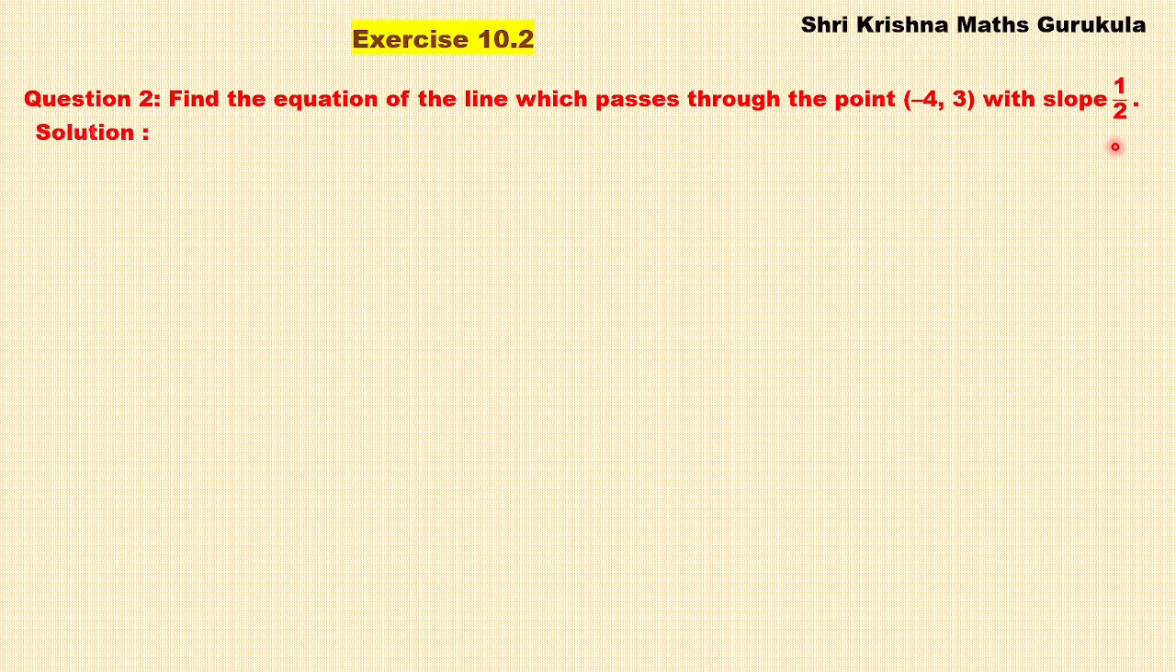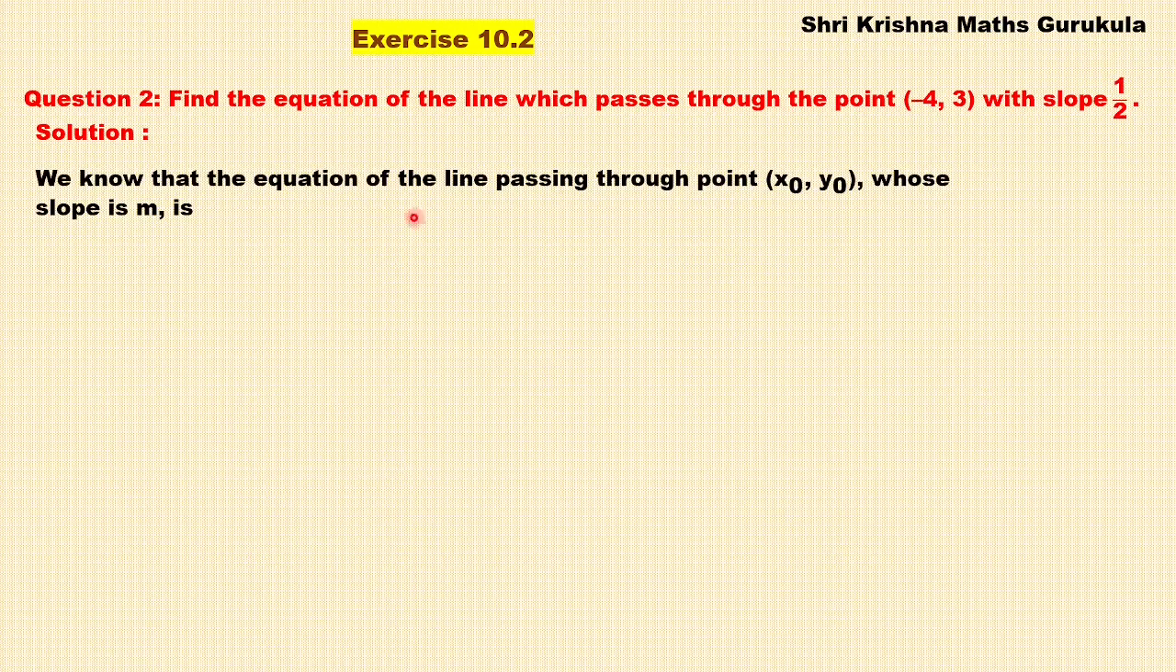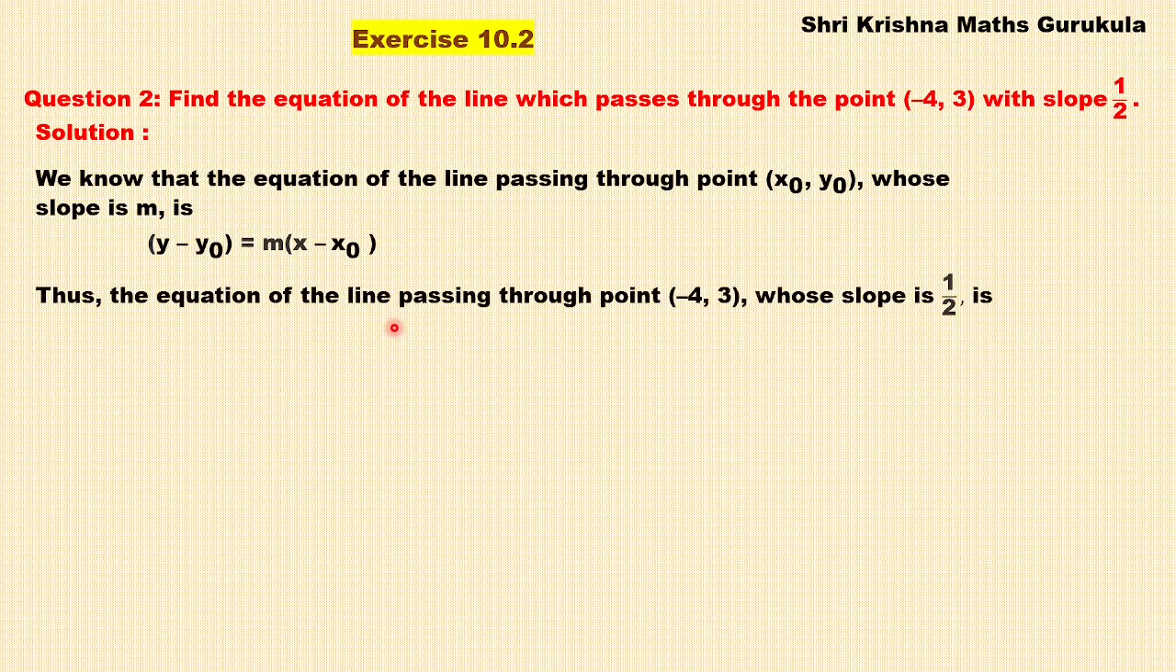We have already discussed that when a point on a line and its slope are known to us, then we can find the equation of the line using this formula, that is y minus y naught is equal to m into x minus x naught. Here m is the slope and x naught, y naught is the specific point on the line. This is a very important formula to find the equation of the line. You have to memorize this. So now we know a point which is (-4, 3) and the slope is also given as half.